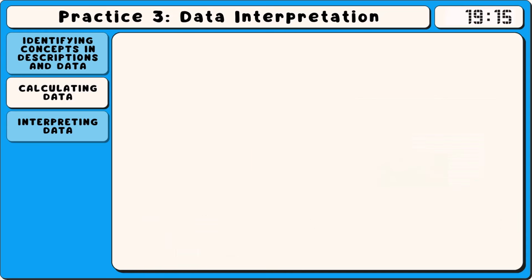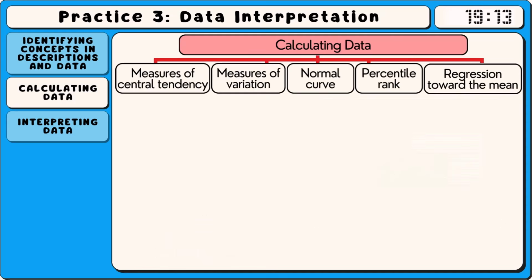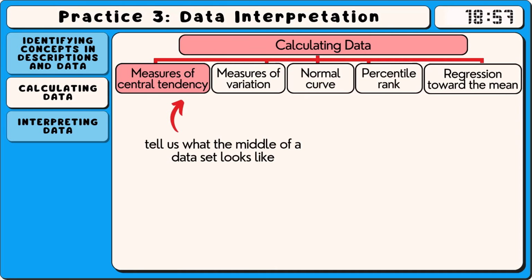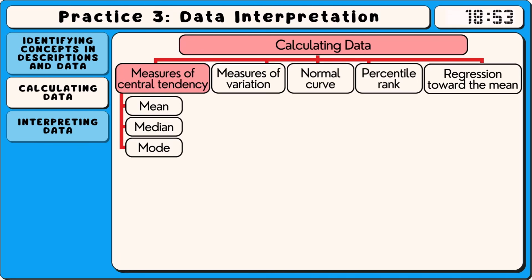Our next lesson is on calculating data. For the exam, you're expected to be able to understand how data is calculated. This includes the 3 measures of central tendency, 2 measures of variation, the elements of the normal curve, percentile rank, and regression toward the mean. So let's begin. Measures of central tendency tell us what the middle of a data set looks like. 3 types are mean, median, and mode.